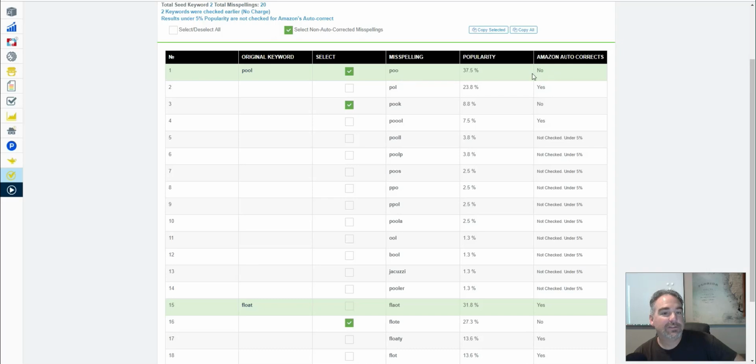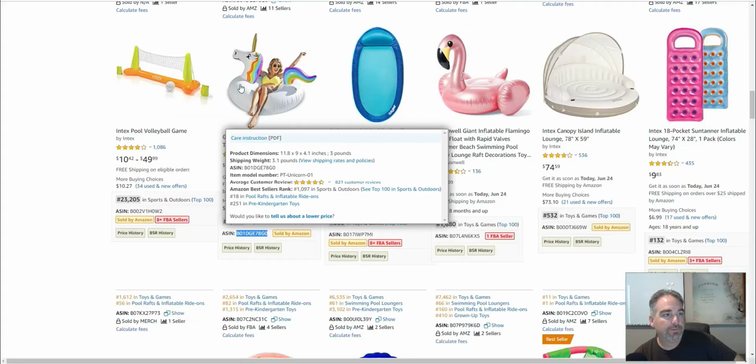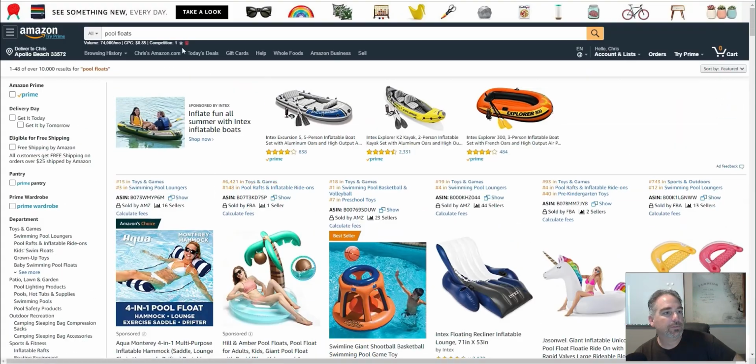Now, it says that Amazon autocorrects, and you should know what autocorrect is. I'll show you an example of that in just a minute. But what you want to do is always check these results, because the only downside to this tool is I've found in many cases it tells you that Amazon does not autocorrect for this when it really does. So let's run these real quick. "Poo float" would be the first one that you'd want to check.